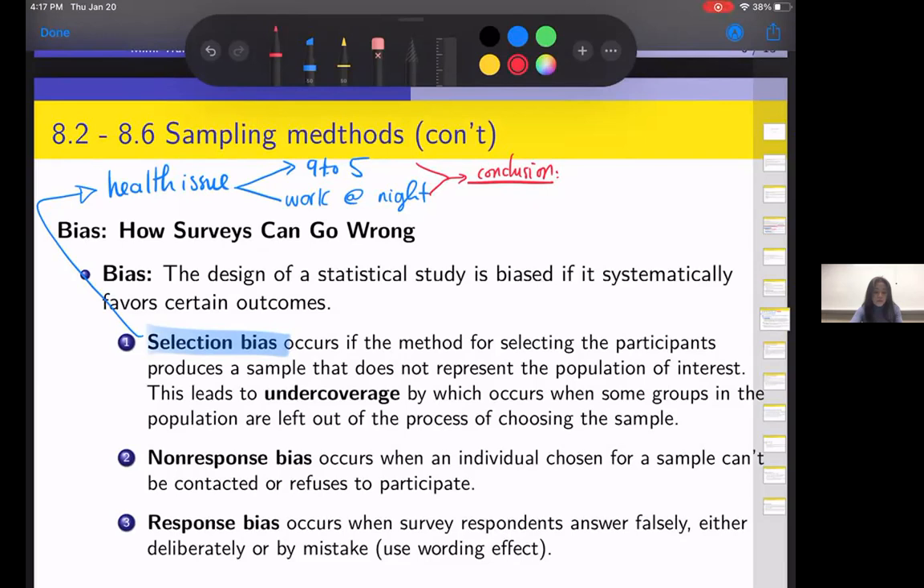This leads to undercoverage, which occurs when some groups in the population are left out of the process of choosing a sample. So selection bias and undercoverage go together.